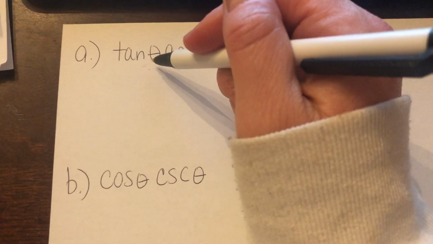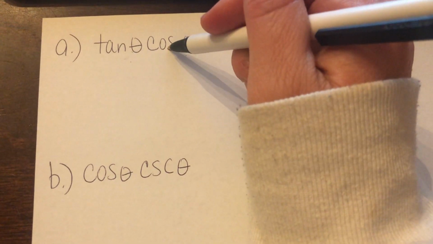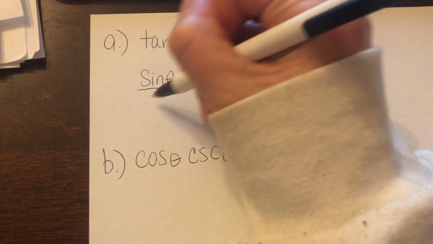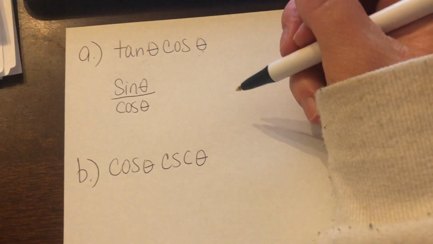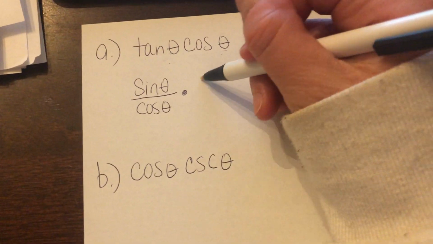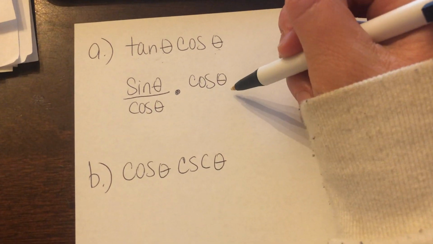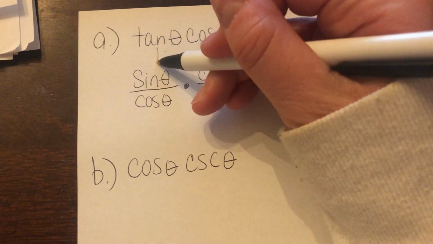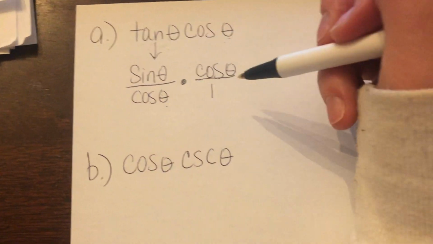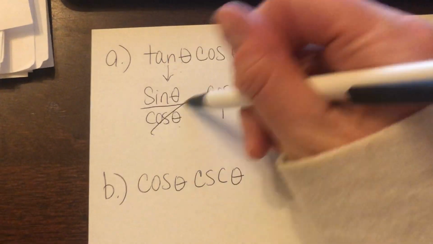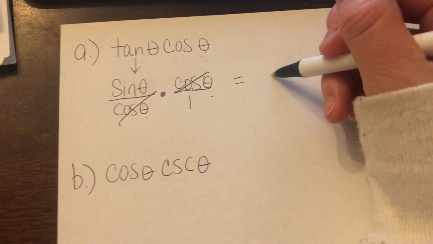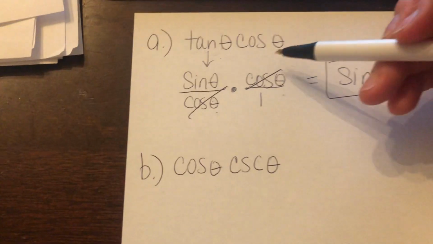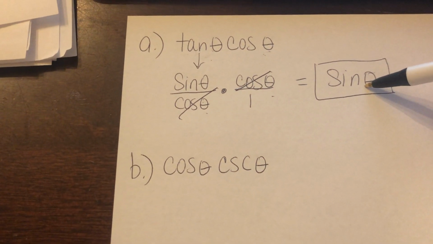All right, so I want to rewrite this. I can't really rewrite this in terms of tangent, but I can rewrite this as sine theta over cosine theta, right? Times cosine theta. If you want to put it over 1, you could if you like seeing it that way. So just to reiterate, tangent theta is the same thing as sine over cosine theta, times cosine. In this case, the cosines will cancel out, and I will get sine theta over 1, which is just sine theta. Okay, so tangent theta times cosine theta is the same thing as sine theta.